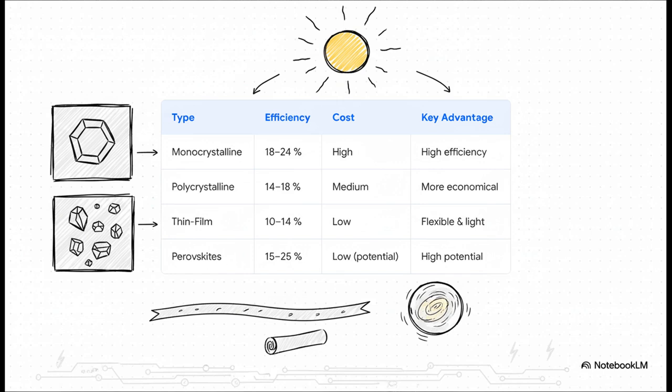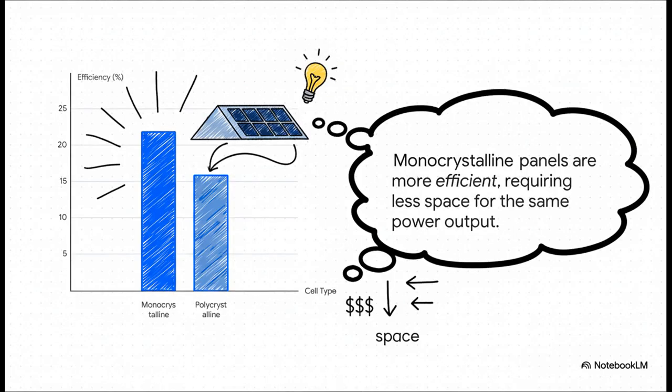Then you have flexible thin film cells and the exciting new kid on the block, perovskites. And believe me, that efficiency gap really matters in the real world. For example, monocrystalline panels can hit around 22% efficiency, while polycrystalline are closer to 16%. That means for the same amount of power, you need a bigger chunk of your roof covered in poly panels. So the choice often comes down to a trade-off between your wallet and your available space.